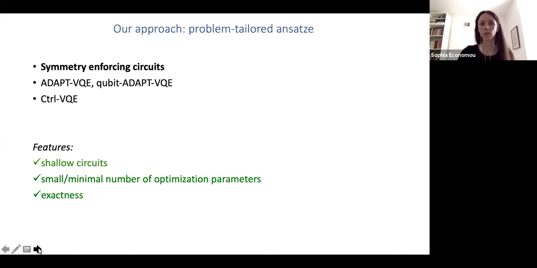So I'll tell you in the remaining time how we propose to do this, our theoretical work on this. And you can separate the approaches we've introduced into 3 different categories. One is enforcing symmetries. The other one is the ADAPT-VQE algorithm. And the third is a pulse-level VQE, which I'll talk about in the end. So the features we want to have here are shallow circuits, small number of optimization parameters, and exactness.